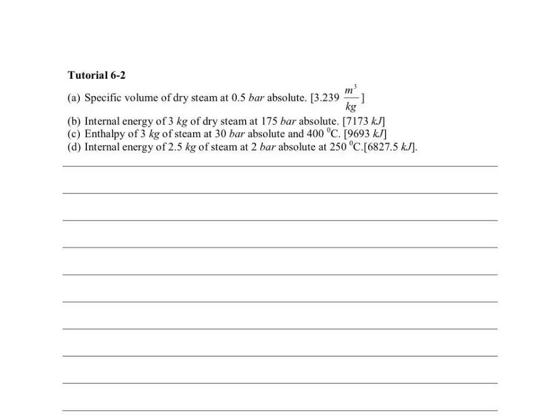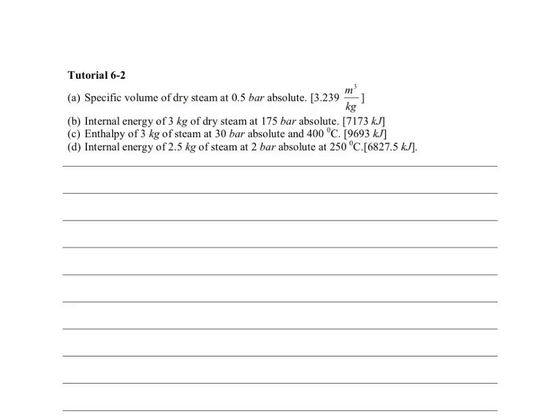In this tutorial, we have to extract lots of properties from steam at various conditions. So let's look at the first exercise. We are asked to find the specific volume of dry steam at 0.5 bar absolute.